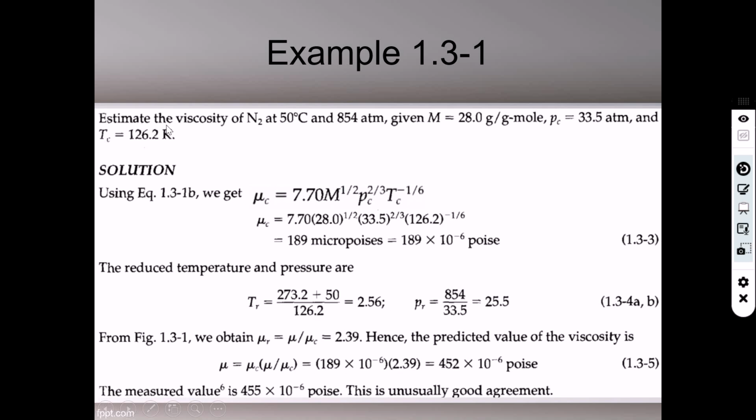The example says that you want us to estimate the viscosity of nitrogen at 50 degrees, and this pressure is very, very high. Okay, it's very high. And the molecular weight is 28. And critical pressure is only 33.5 atm, so this pressure is real high. And critical temperature is 126.2 K.